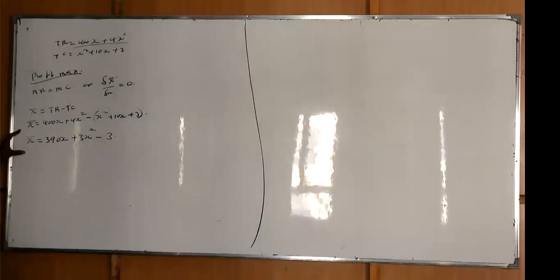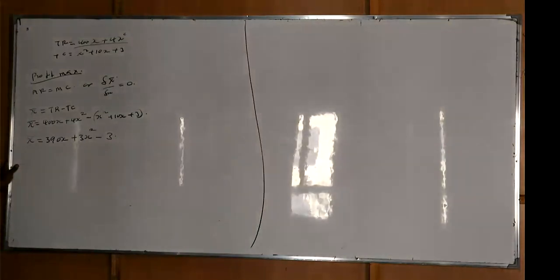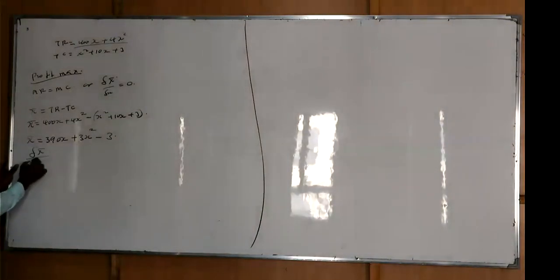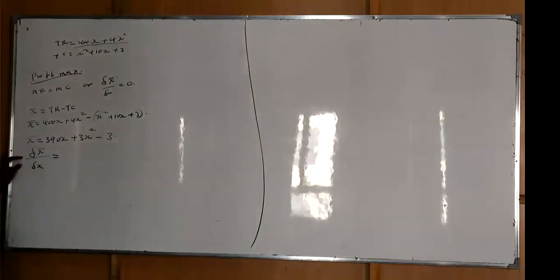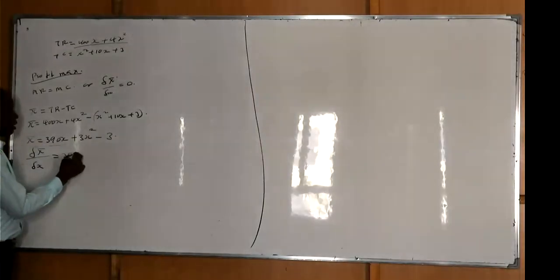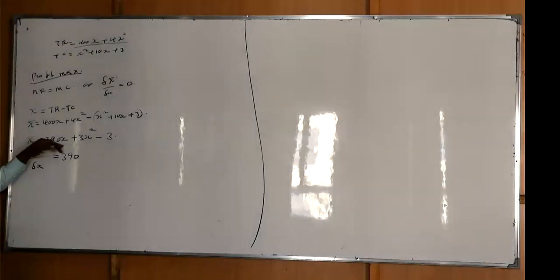So when we want to maximize the profit, you shall differentiate. You differentiate the profit with respect to x, to quantity, isn't it? You maximize the profit with respect to quantity. So 390x, when we differentiate 390x, it remains 390. I hope nobody has a problem with differentiation.